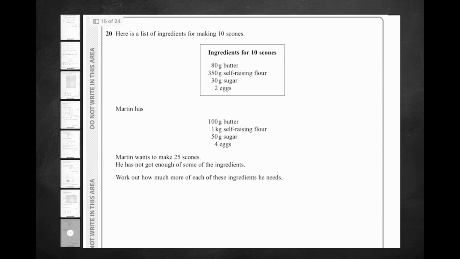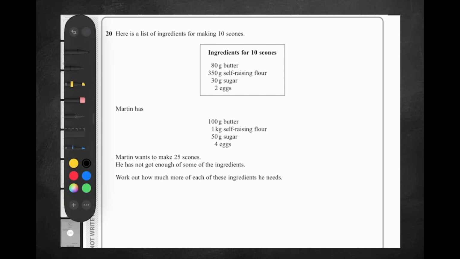Question 20. Here is a list of ingredients for making 10 scones, however you pronounce it. Martin has these ingredients here. Martin wants to make 25 scones. He has not got enough of some of the ingredients. Work out how much more of each ingredient he needs. So that's for 10. He needs 25.